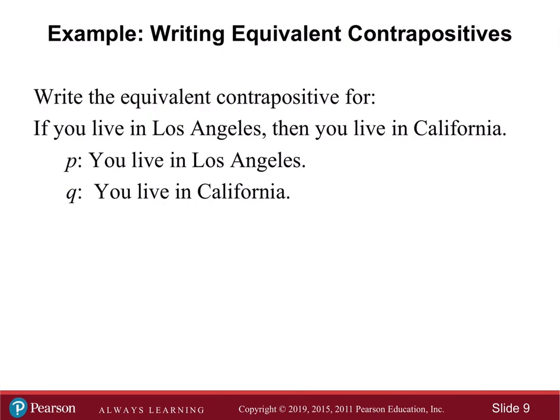So here we're asked to write the equivalent contrapositive for: if you live in Los Angeles, then you live in California. We're going to let P be you live in Los Angeles. We're going to let Q be you live in California.